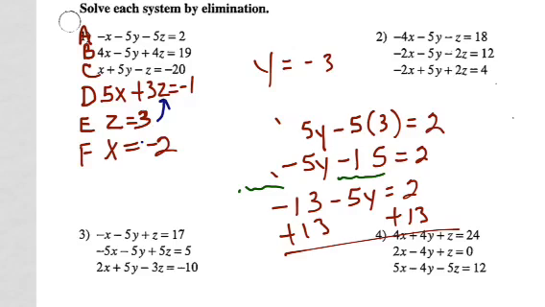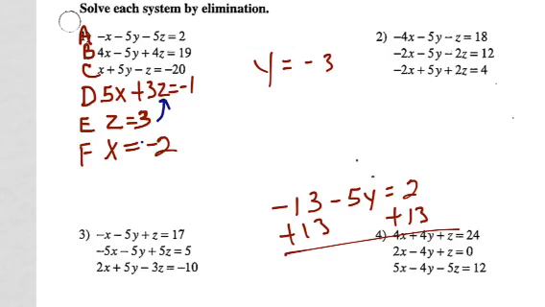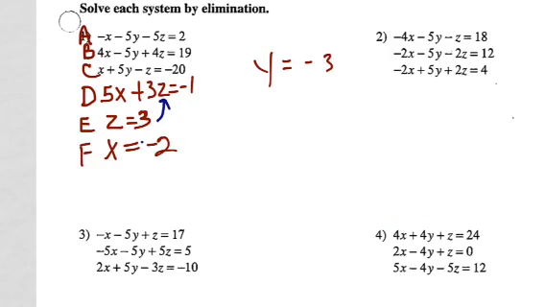So we now have the value of each of our variables, and so we can list our solution. Our solution now is our x value, -2, our y value, which is -3, and our z value, which is positive 3. That is our solution triple.